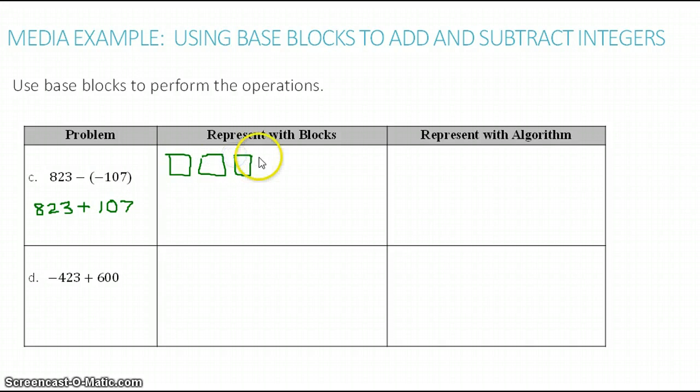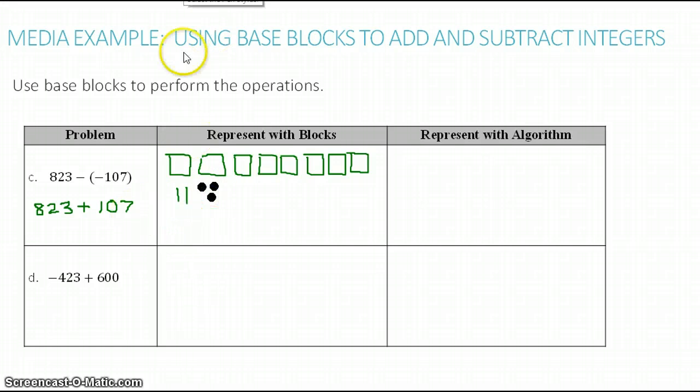We have 1, 2, 3, 4, 5, 6, 7, 8 flats for the 800, 2 rods, and 3 ones. For 107, we have 1 flat and 7 units. 1, 2, 3, 4, 5, 6, 7.